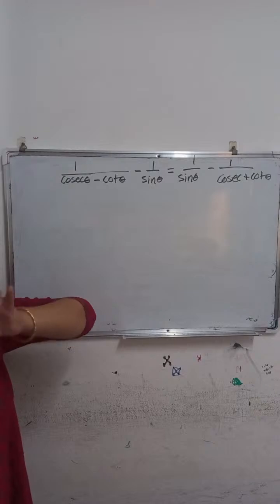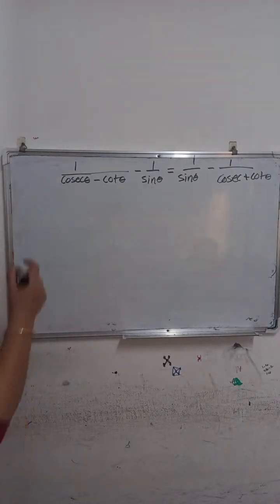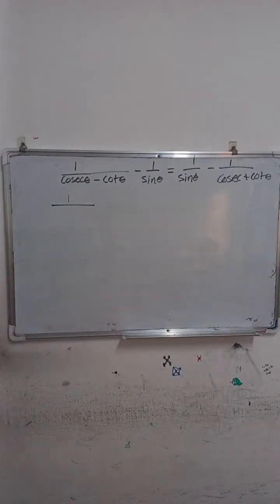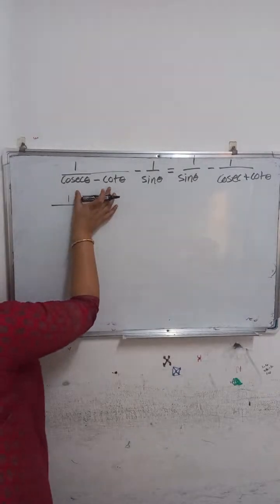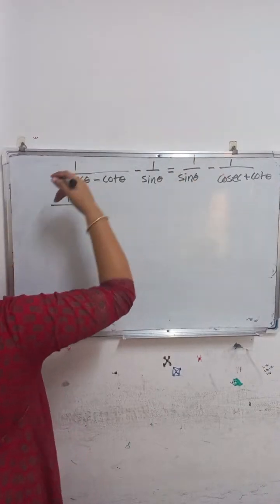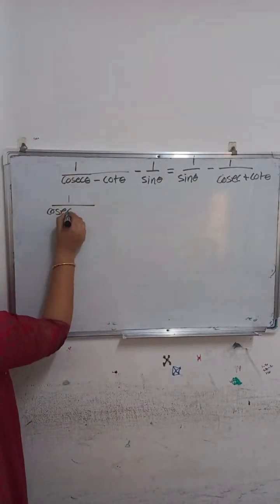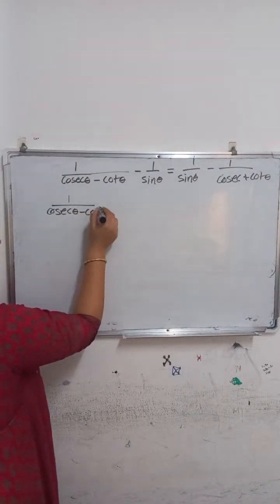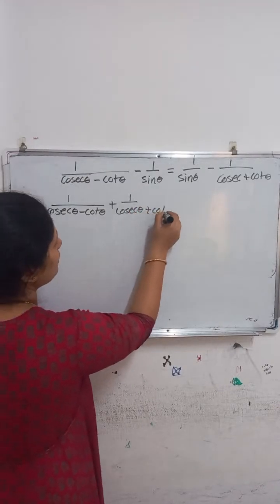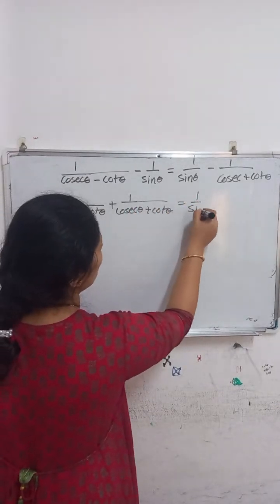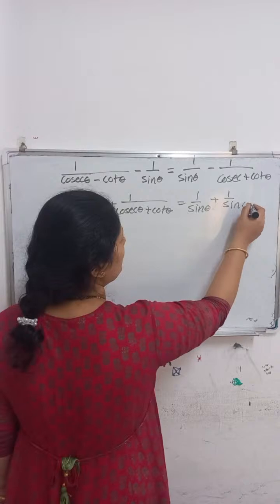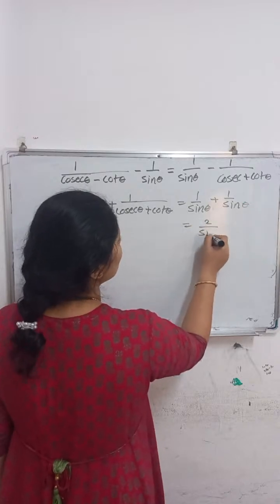I am covering a number of questions and variety of questions. So here you can write 1 upon cosec theta minus cot theta, and we have cosec plus cot. With the negative sign, transpose it here. So first write down 1 upon cosec theta minus cot theta plus 1 upon cosec theta plus cot theta equal to 1 upon sin theta, and this minus 1 upon sin theta you can transpose over here. So this will become 2 upon sin theta.